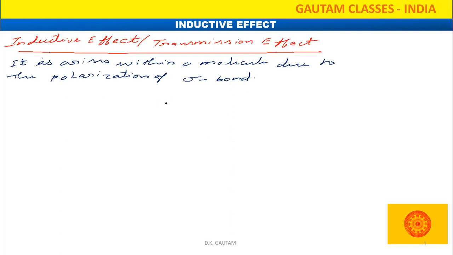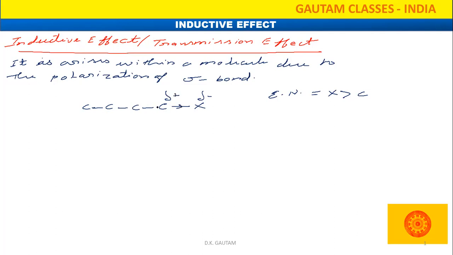Suppose I take the example of a C-X bond, and another carbon atom is also attached. So here I am going to consider that the electronegativity of X atom is greater than C. So what will happen? The shared pair of electrons between carbon and X atom will shift more towards the halogen, towards the X atom. So it will attain a partial negative charge and carbon will attain a partial positive charge.